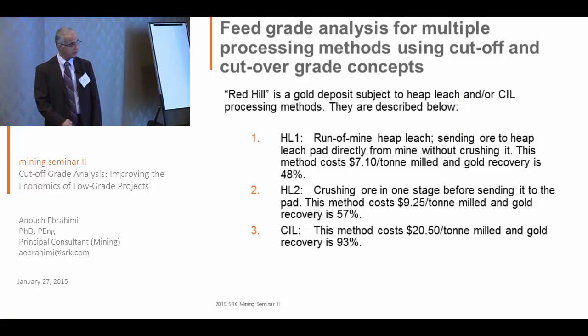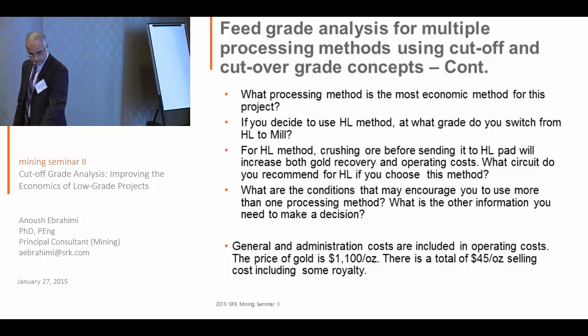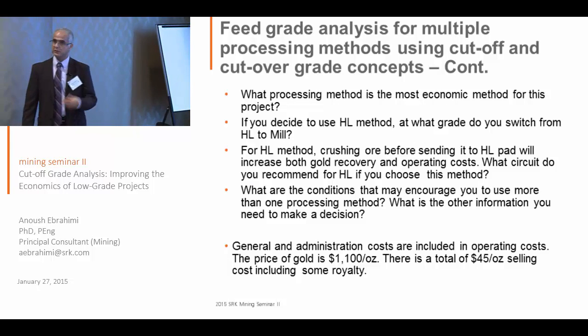The numbers that I use in this analysis are here. For run-of-mine heap leach, the cost is $7.10 and recovery is 48%. For heap leach 2, which means after crushing, it is $9.25 and 57%. So we spend more money, but the recovery is better. For CIL, the cost is much higher, but the recovery is much better. So if you use these numbers, you can do the analysis.